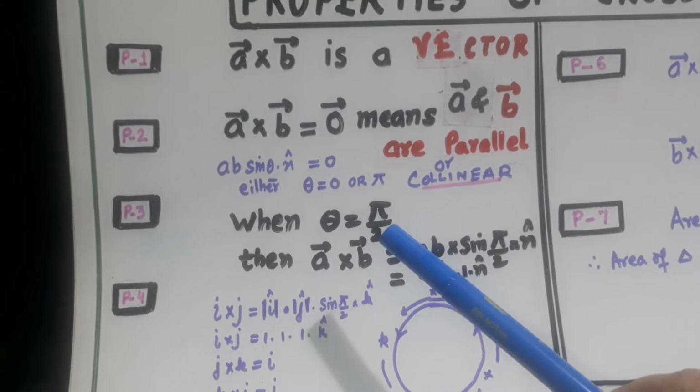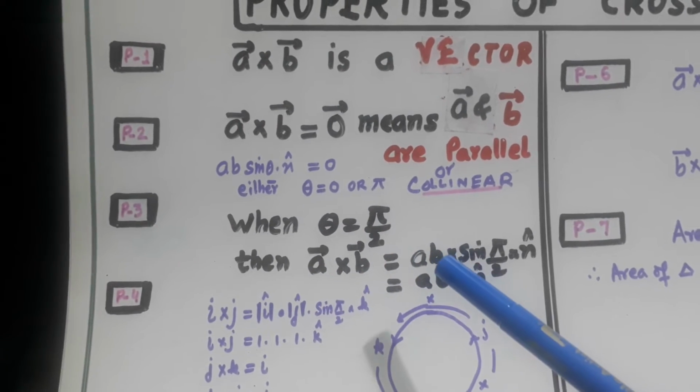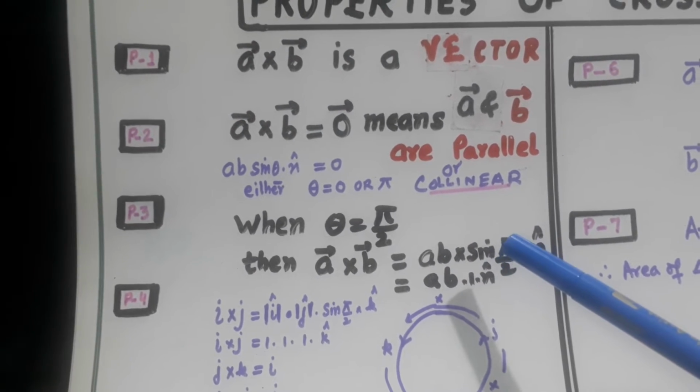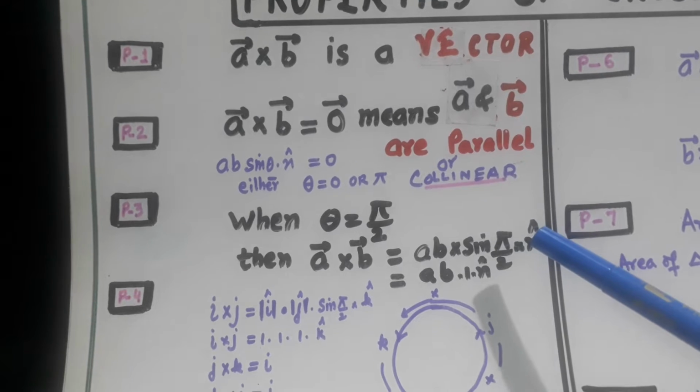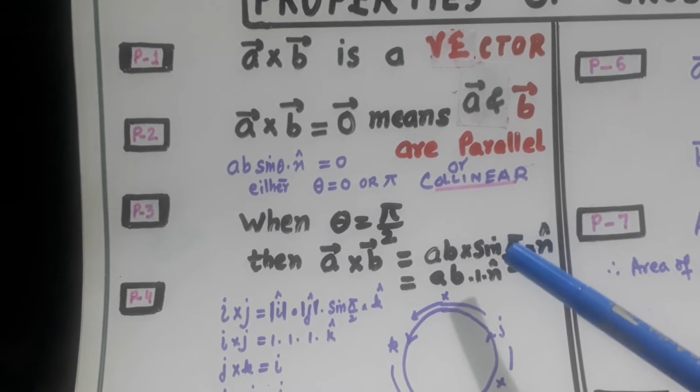Now when theta is pi by 2, look here, then A cross B will be equal to AB sin theta n cap. Put pi by 2 in place of theta, n cap. So it will be AB n cap. Sin pi by 2 is 1.